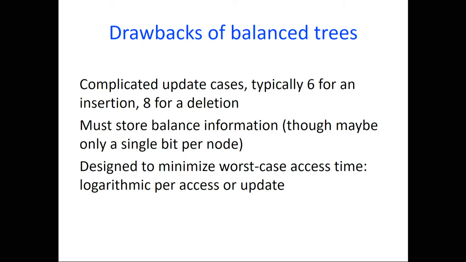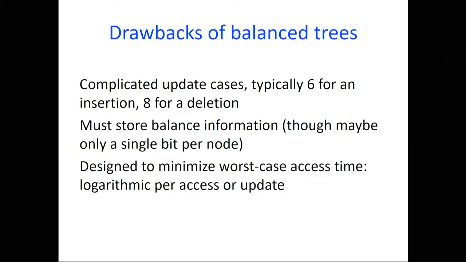Complexity, right? We're going for simplicity. You also have to store the balance information, but with AVL trees, it's only 2 bits per node. With red-black trees, it's 1 bit per node. You can get away with 1 bit for AVL trees, but you still have to preserve the balance information. And all of these data structures are designed to minimize the worst-case access time and the worst-case insertion and deletion time. Is this the right measure of complexity? Can we, by looking at the problem differently, change things, overcome some of these drawbacks if you see them as drawbacks?